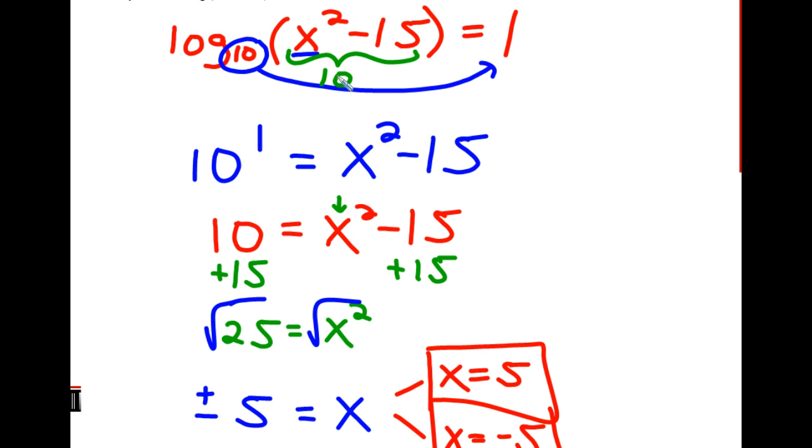And the same thing happens with negative 5, because when you take negative 5 squared, you'll get positive 25. 25 minus 15 is again 10, and log base 10 of 10 is 1. So they both work in the original equation. All right. So that's how you handle equations that have just one logarithm.